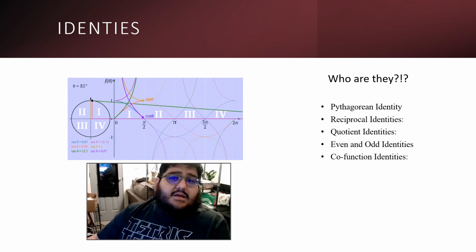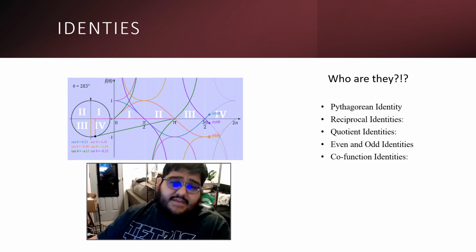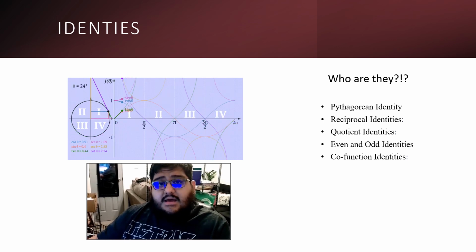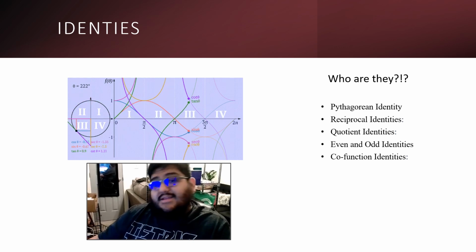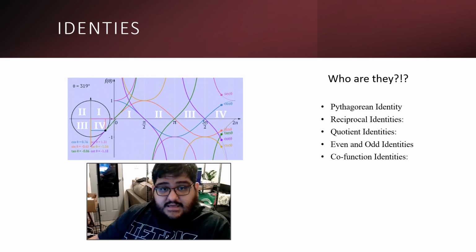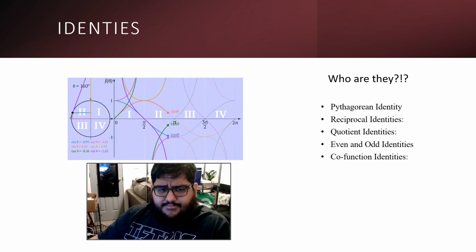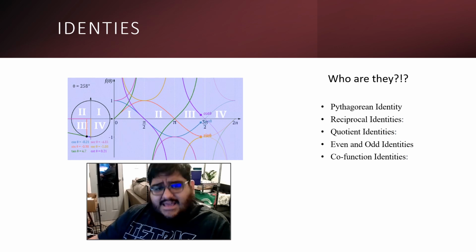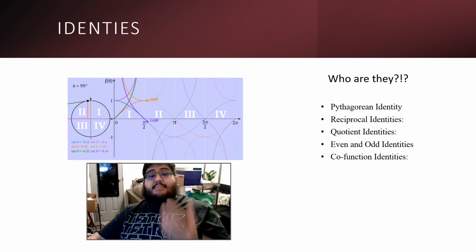The 6 main cofunction identities are: cosine theta is equal to sine of 90 degrees minus theta, and then we have sine theta, which is equal to cosine of 90 degrees minus theta. And then we have tangent theta, which is equal to cotangent of 90 degrees minus theta.